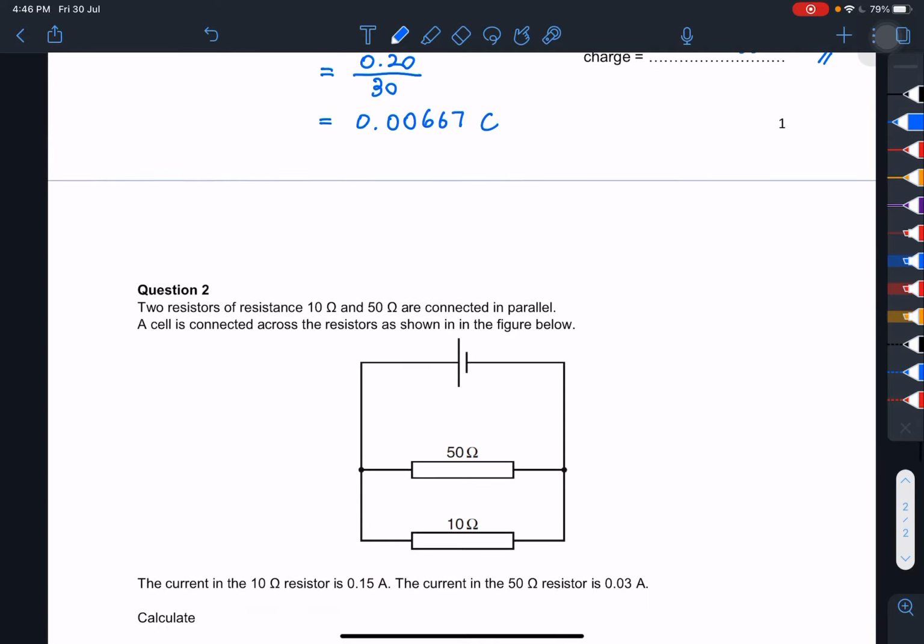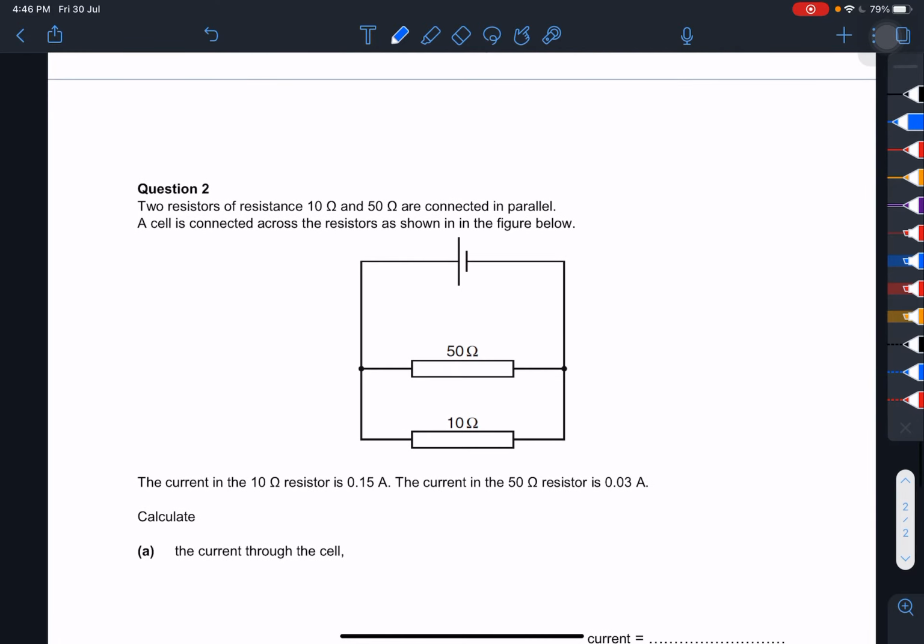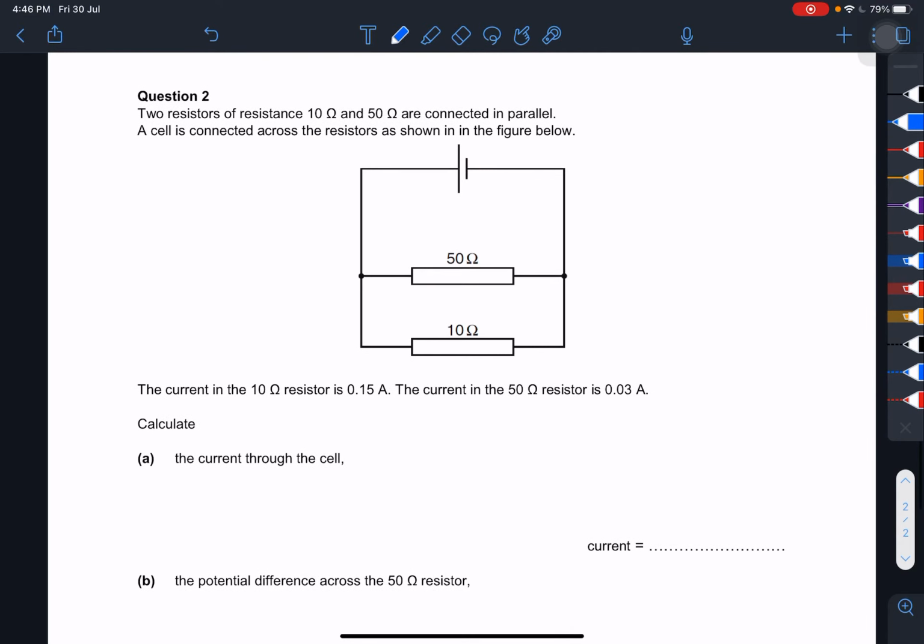For question 2, we have two resistors of resistance 10 ohms and 50 ohms connected in parallel. Then a cell is connected across the resistors over here. So the current over here in the 10 ohm resistor, let me label it here, is 0.15 amperes, and the current up there in the 50 ohm resistor is 0.03 amperes.